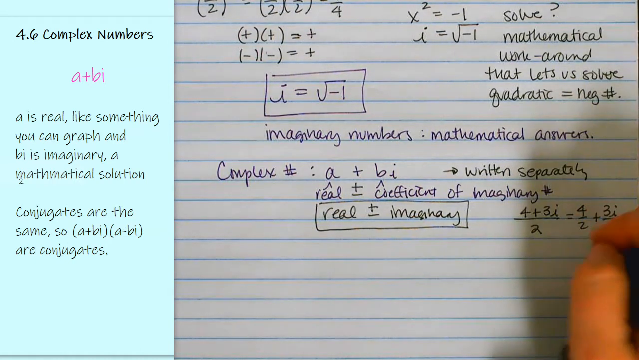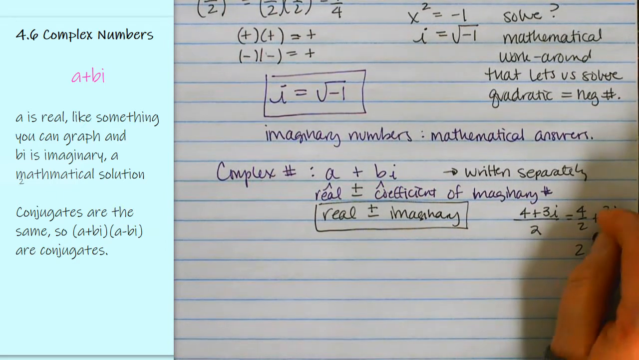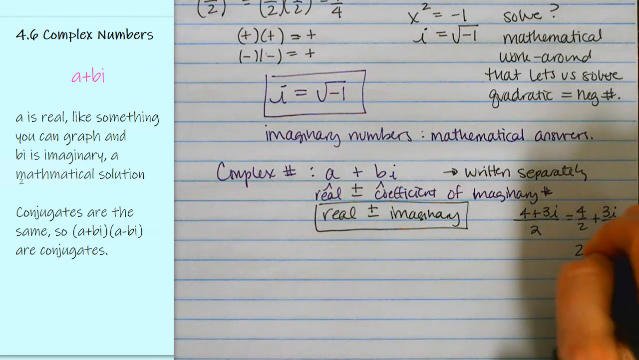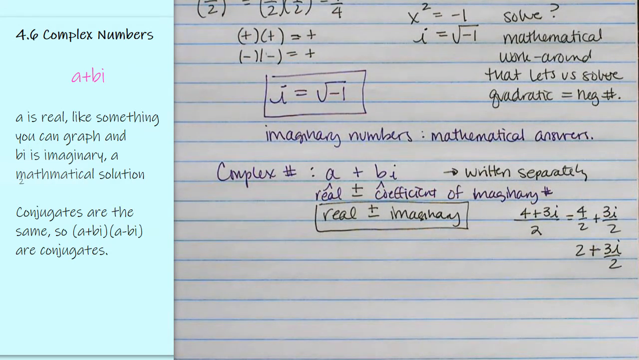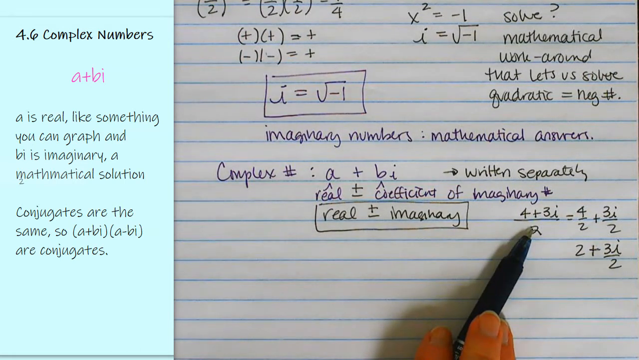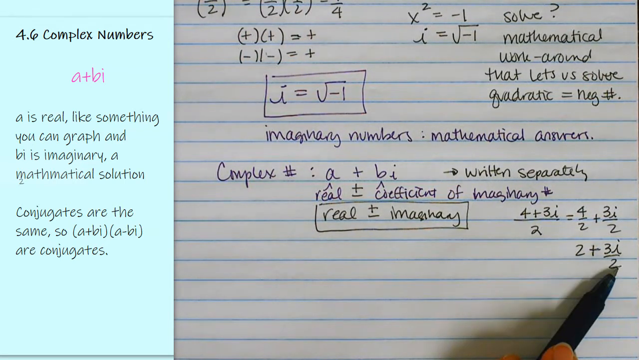Or even better than that, I guess we'd write 2 plus, not minus. Sorry, I went a little further there. 2 plus 3i over 2. Okay, so we would not write it like this. We have to separate the real and the imaginary.